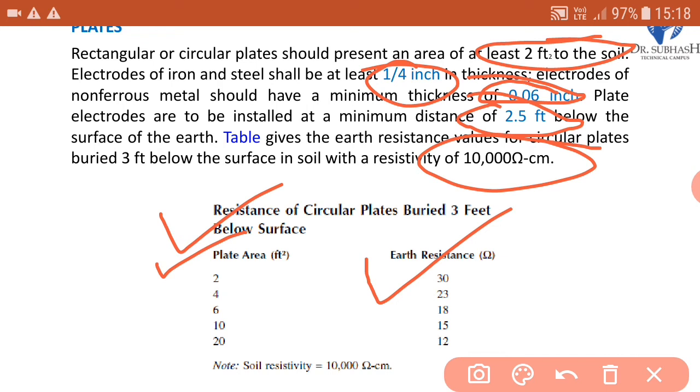If the plate area is 4 feet square, then earth resistance will be 23 ohm. So we can observe from this table that as the plate area increases, the earth resistance decreases. And here also we have taken soil resistivity equal to 10,000 ohm-centimeter. So this is all about plates.